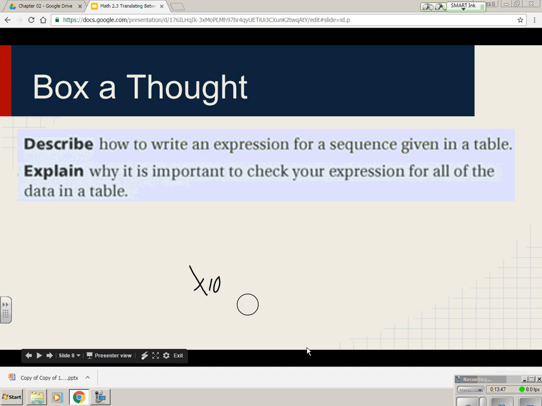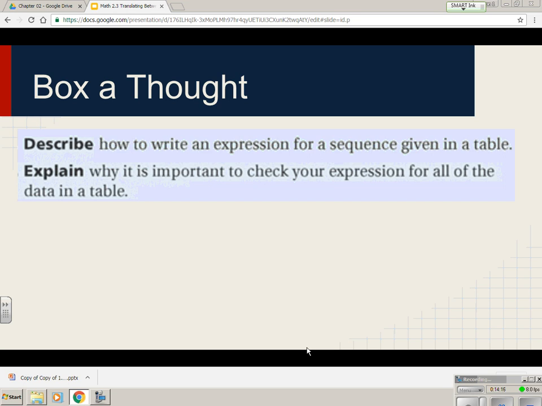All right, it's time for the box of thought. You have 2 thoughts I want you to think through and put full sentence answers together. The first one, I want you to describe to me how to write an expression for a sequence given in a table. So tell me what you learned from the tables that we practiced. You can even write an algorithm for this, a step-by-step procedure you're going to use every time. If you want extra help, I would look at resource video example 2 where Professor Berger goes through it. He does a good job.